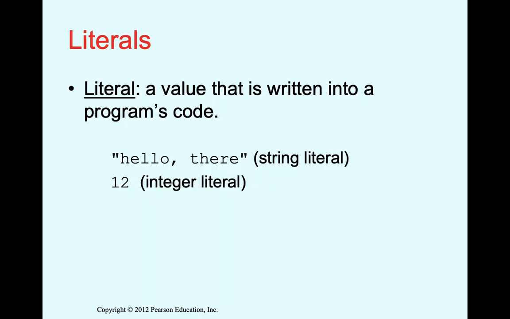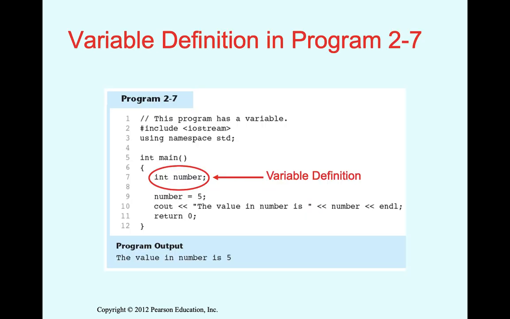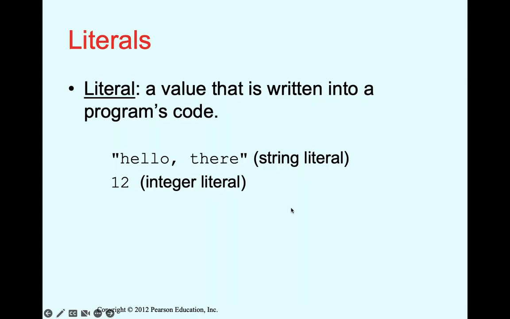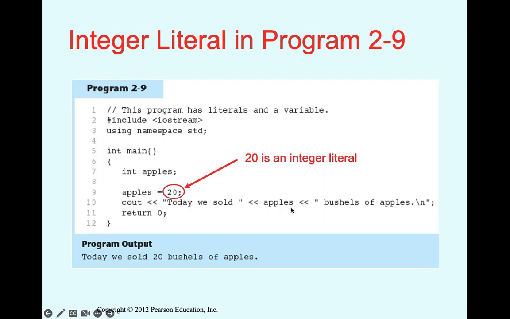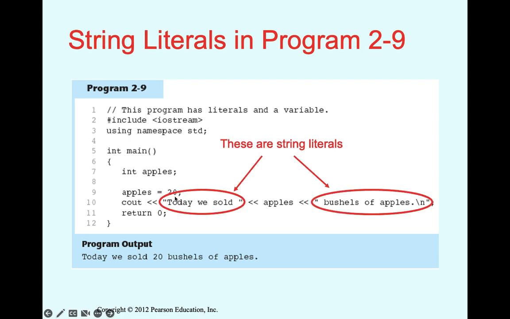Literals means if you have some values written inside the code, this is called a literal. For example, inside this code, we have 5. So this 5 is a literal. Or we have here a string. This is called a string literal. So this 20, as we said, is a literal because it's a value inside the code. And this is a string value inside the code, so it's also a literal.